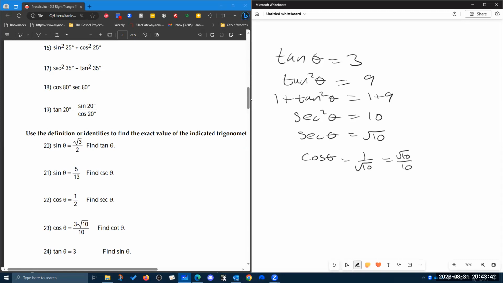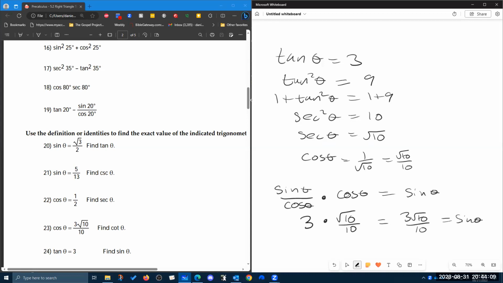So if I want tangent, which is sine over cosine, times cosine will give me sine. So tangent, which is 3, times cosine, which is √10/10, is equal to 3√10/10, and that's going to be my sine value.